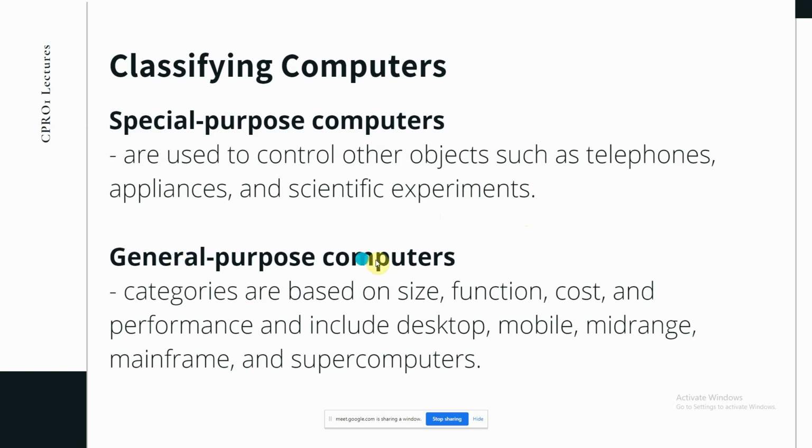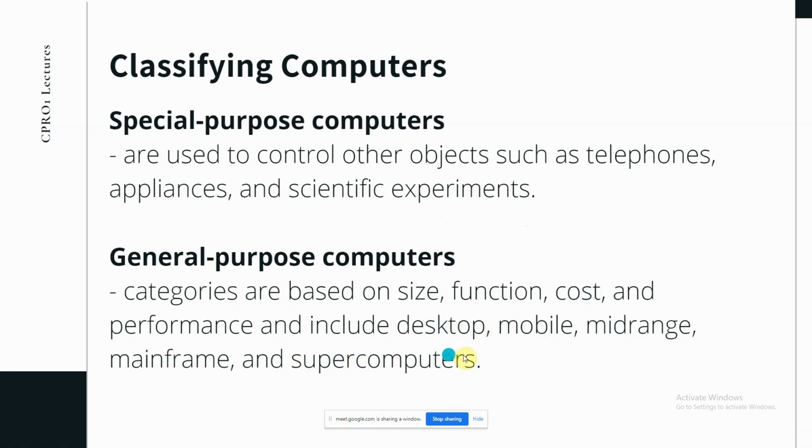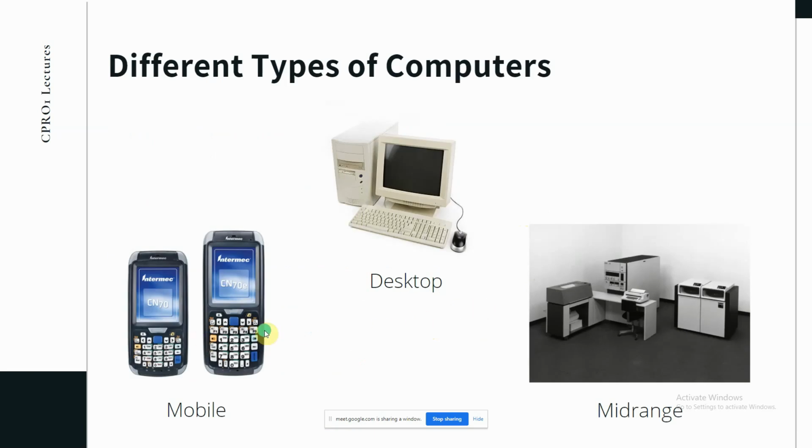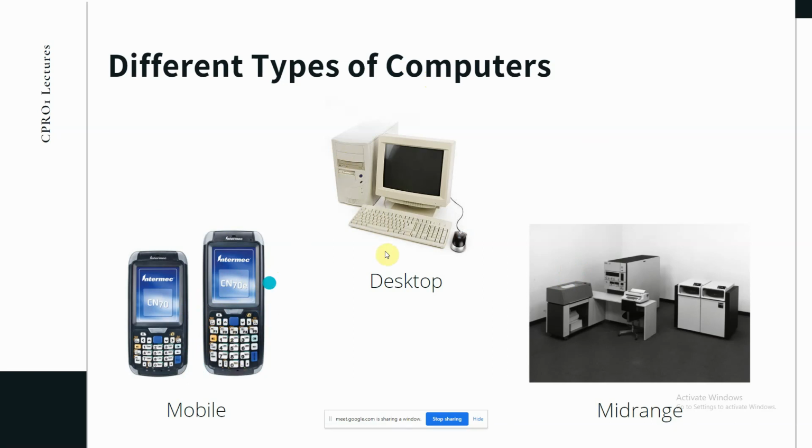And for general purpose computers, no, these are based on size, function, cost, and performance. And usually among yung mga familiar natin sa bong desktop computer or mobile phones, the mobile computers. We also have the mid-range computers, mainframe, and the supercomputers or the huge database that big companies use. So a visualization of what these types of computer for general purpose computers na the mobile phones. We have this example atong intermec ning model and the desktop.